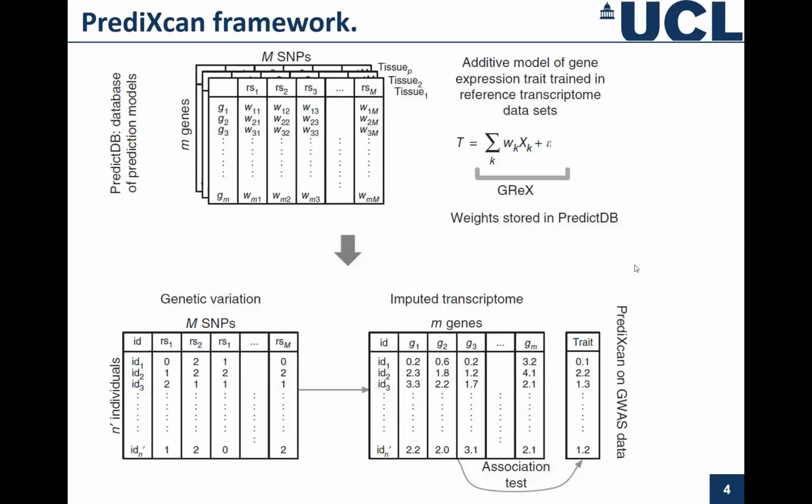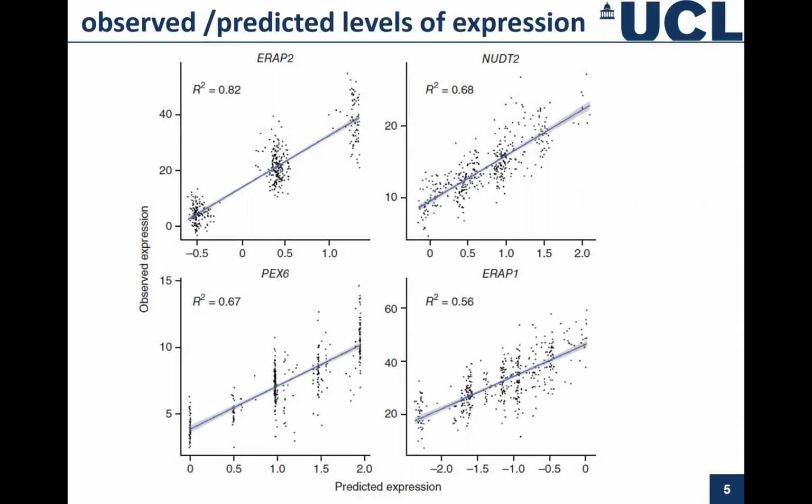So now the question might arise how well this imputation of gene expression data works. The answer is good and also maybe less good. You have here an example of 4 genes which can be imputed rather well. You can see on the x-axis the predicted expression plotted to the observed expression on the y-axis with, in all cases, rather high R-square correlation scores.